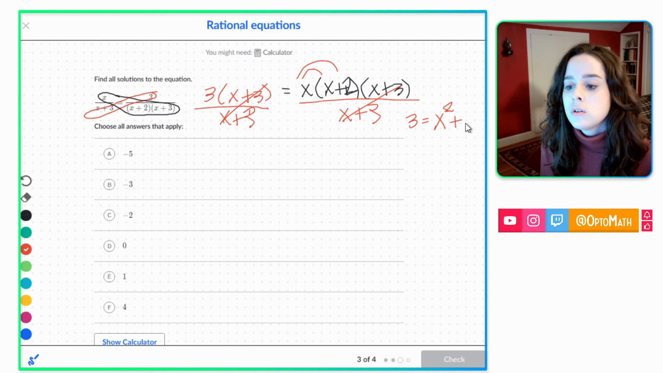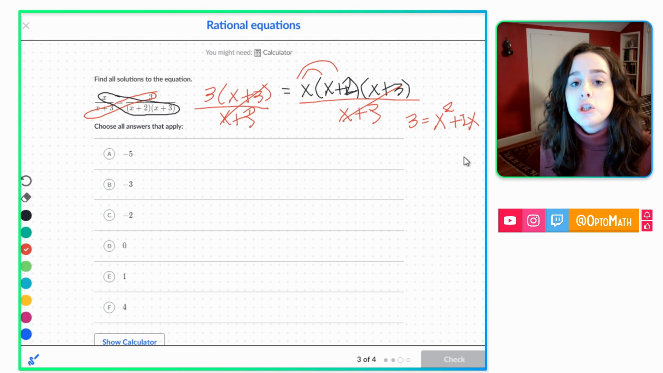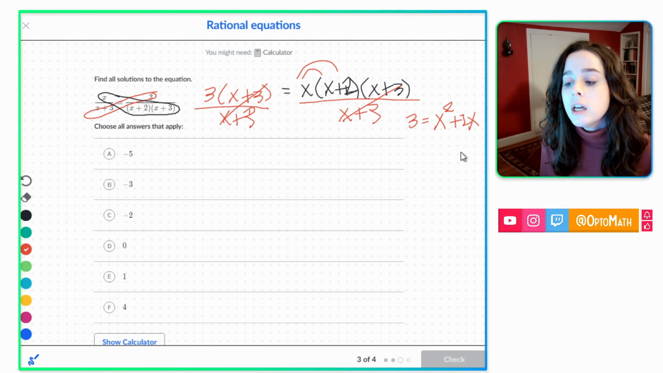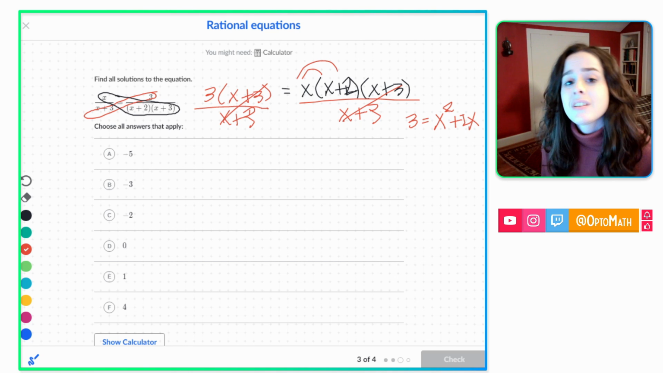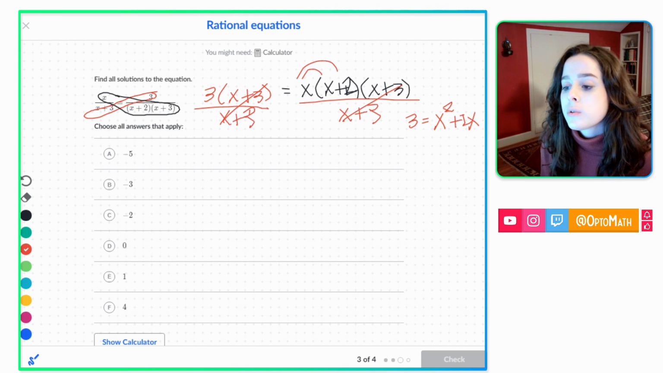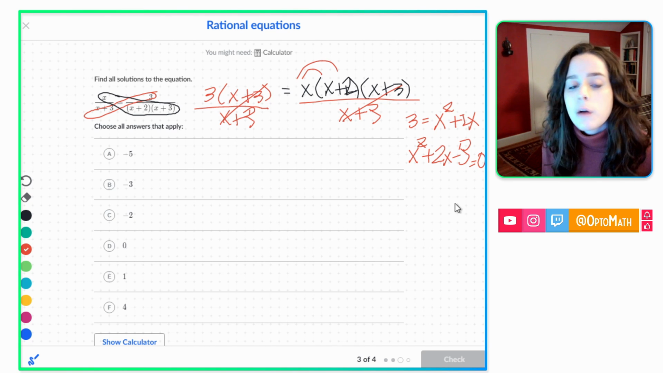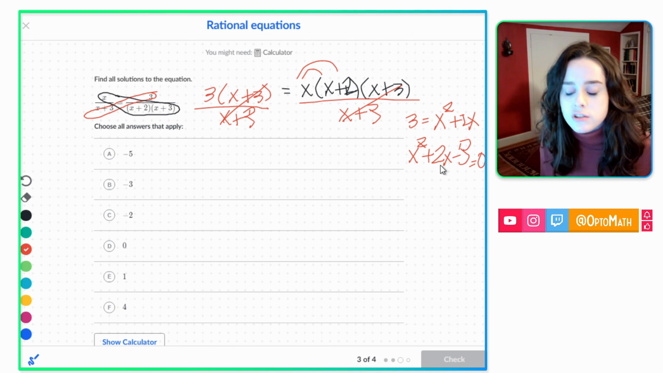Now notice that eventually we're going to get to a quadratic trinomial if we get all of these on the same side. So getting this to equal 0, we're going to get x squared plus 2x minus 3. We've subtracted 3 from both sides, and that equals 0. Now we want to find factors of -3 that add to 2. We're going to try to factor this to solve it.